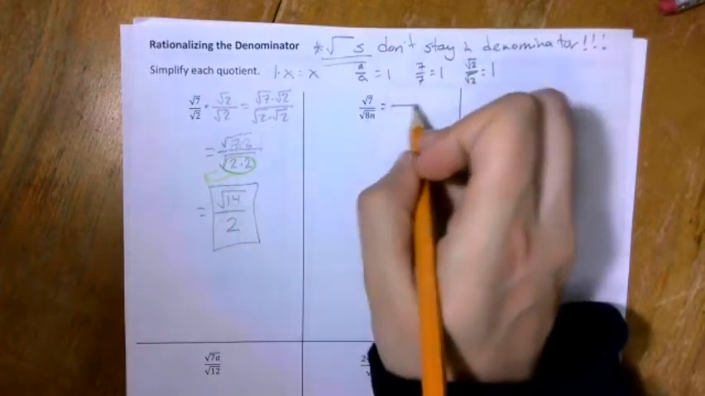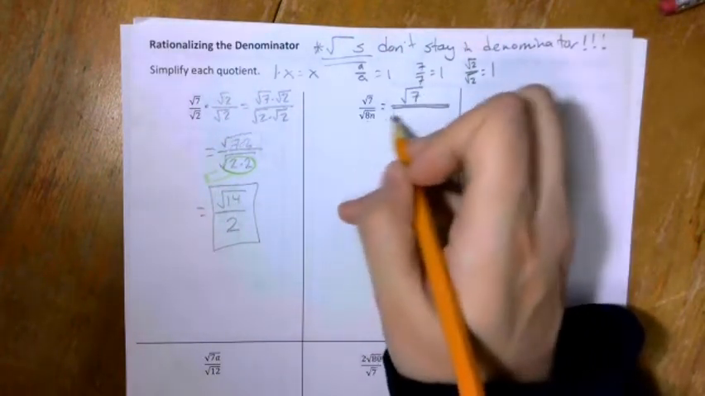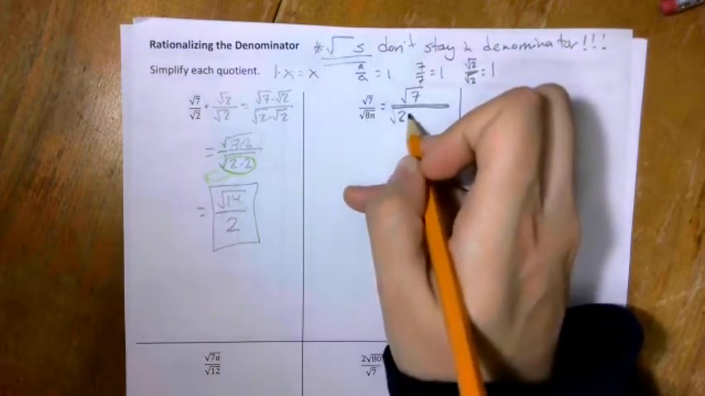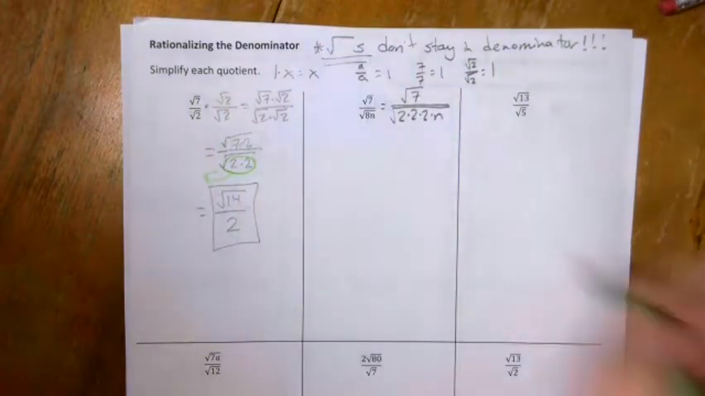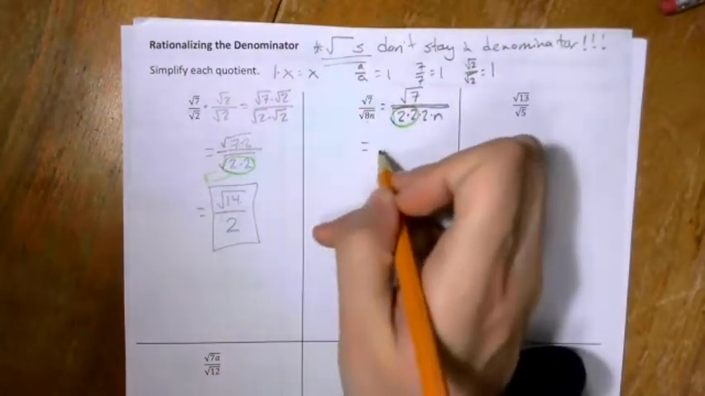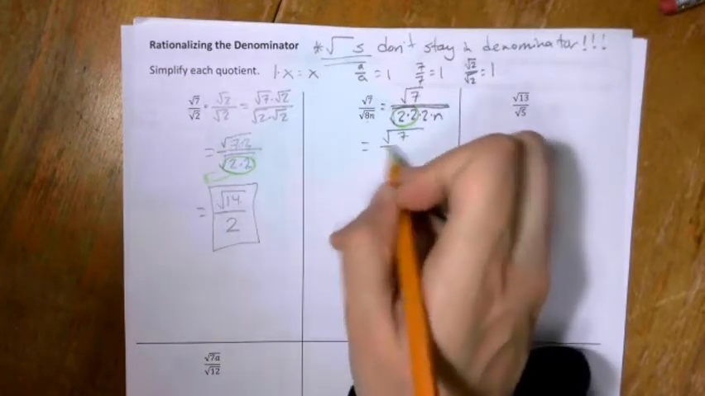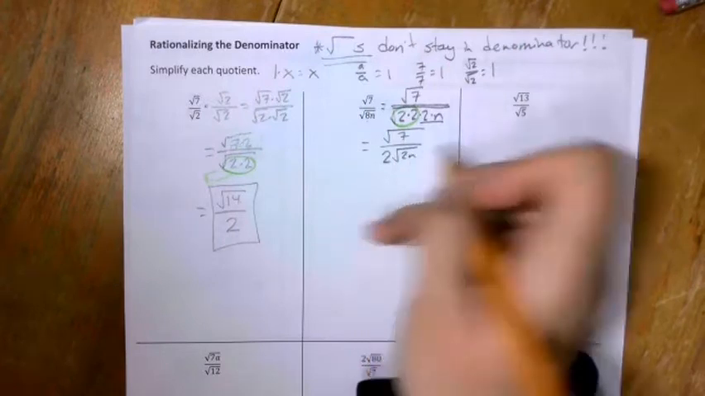So let's do our prime factorization for our denominator. We've got root 7 in the numerator. 8 is really 2 times 4. 4 isn't prime. 4 is 2 times 2. And then we've got our n on there. Hey, look at that. There's a 2 that can escape. So I've got root 7 in my numerator. 2 escapes, and then I'm left with root 2n.